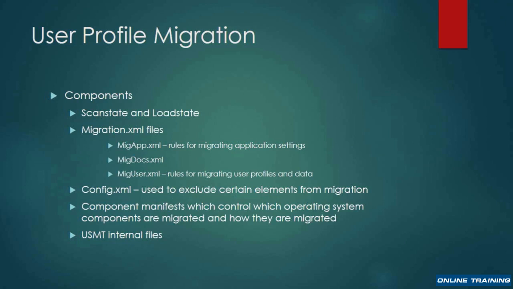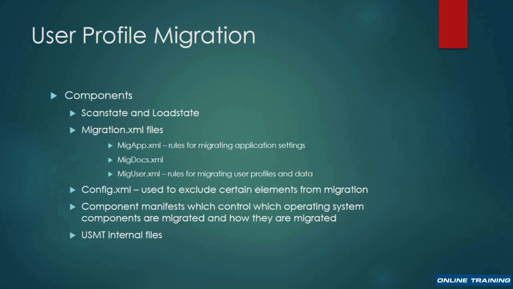So we've talked about scan state and load state and what they do, but let's look a little bit deeper at these XML files. You've got a couple different types of XML files, the migration XML files and then the config XML files. The migration XML files are rules for migrating. That's where you start to get into the different data types and things like that that are going to be migrated. And there are three of them. There's MIG-app, MIG-docs, and MIG-user. And the names really say it all.